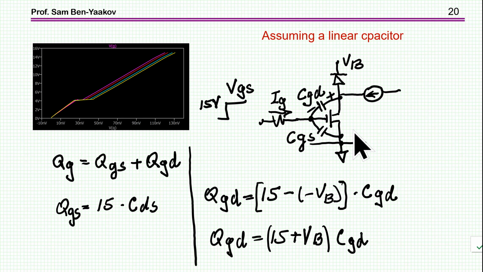Okay? Now, what about the amount of charges that we need from zero until the transistor is completely conducting with RDS on?